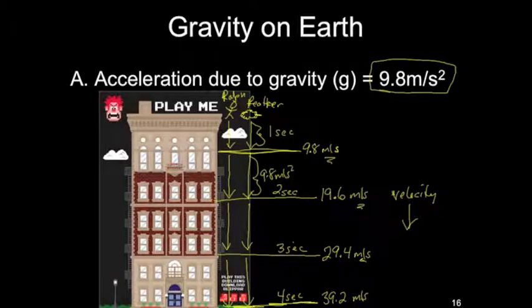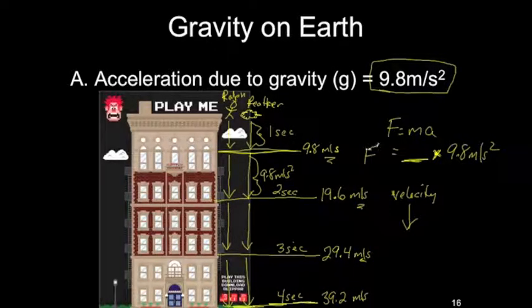So the force of gravity on an object on Earth can be calculated by using Newton's second law. What we're saying here is force equals mass times acceleration. Now, if we're talking about acceleration due to gravity on Earth, we're talking about whatever the object's mass is times 9.8 meters per second squared. And that equals the force.